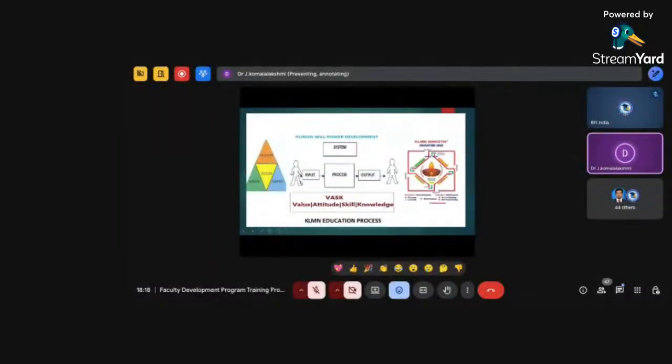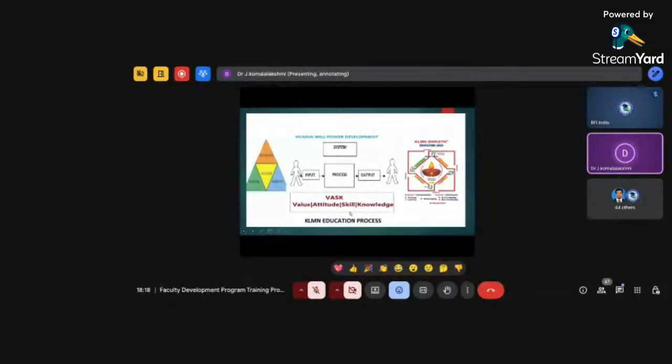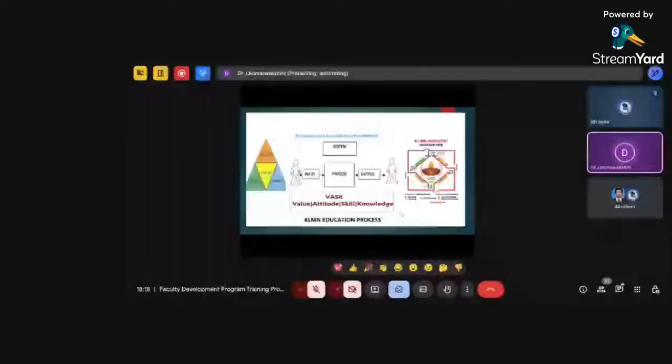We take students from school and then we develop their higher order thinking skills and we make them a citizen, a man of vision to the world, an active contributor for themselves. So they must value, they must develop a good attitude, they develop skill, they develop knowledge. So this is that VASK model for human willpower development. So this is the KLMN education process.